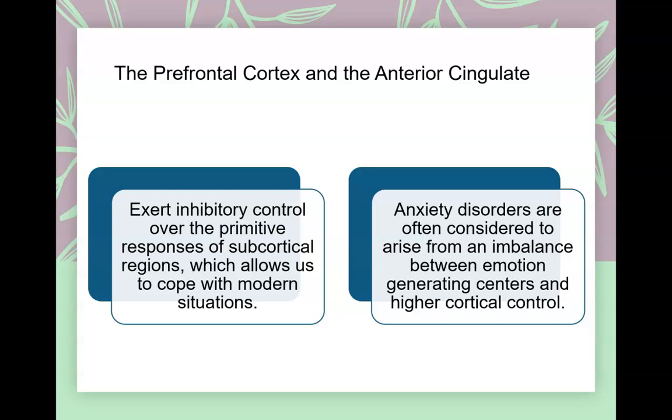And then finally, I want to talk about two other areas, the prefrontal cortex and the anterior cingulate. Both of these are there to inhibit the primitive responses of the limbic system. They're largely there to really provide a more rational response than an emotional response. And ideally, this is going to help us cope with modern situations. The problem occurs in an anxiety disorder where there's an imbalance between the emotion generating centers of the limbic system and the higher order areas like the prefrontal cortex. The prefrontal cortex and the anterior cingulate are having trouble keeping the limbic system in check.